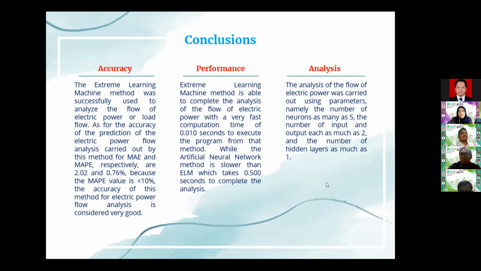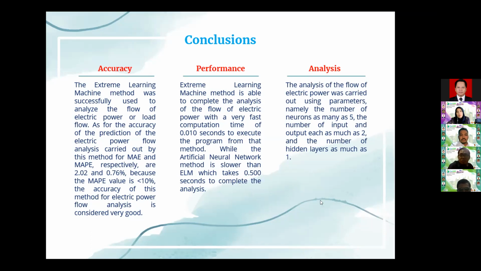The performance of the ELM method is able to complete the analysis of the flow of electric power with a very fast computation. The computation is 0.010 seconds to execute the power flow. While the ANN method takes 0.500 seconds to complete the analysis.